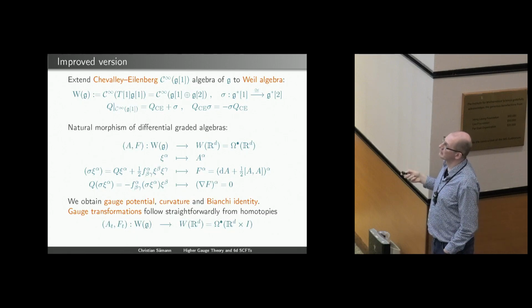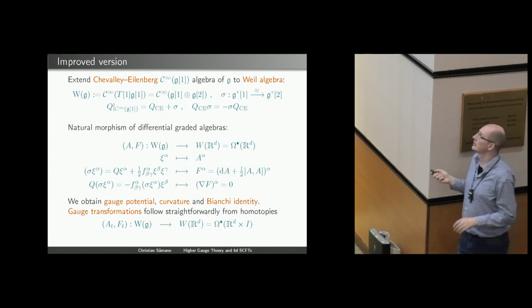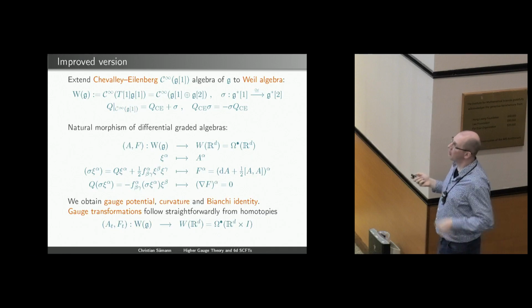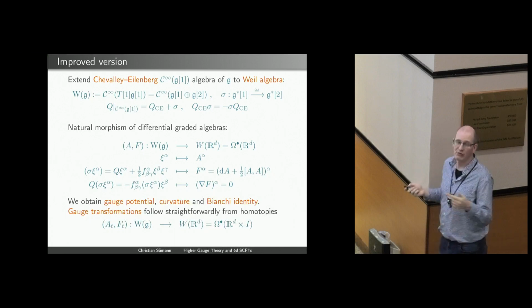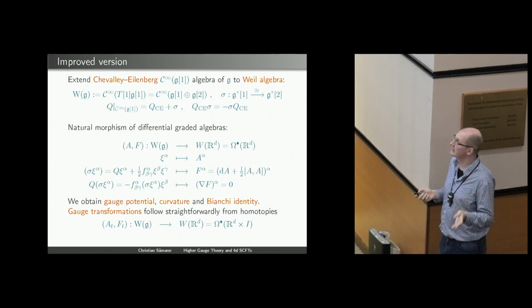And moreover, compatibility of Q on the shifted coordinates gives us the Bianchi identity. Right? So just from a morphism of the Weil algebra of my Lie algebra to the differential forms, which, by the way, can be interpreted as the Weil algebra of the manifold, gives me all the kinematical data of my gauge theory. I get the gauge potentials, I get the curvatures, I get the Bianchi identities, and gauge transformations follow straightforwardly from homotopies. So the full information about the kinematical data of a gauge theory is encoded in such a morphism.